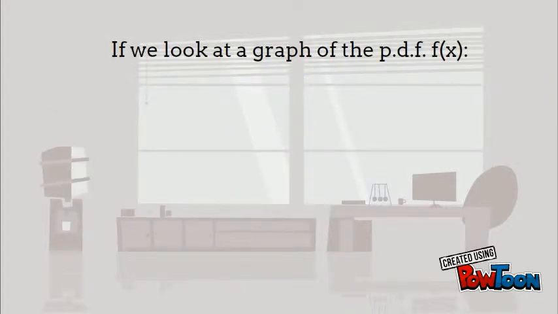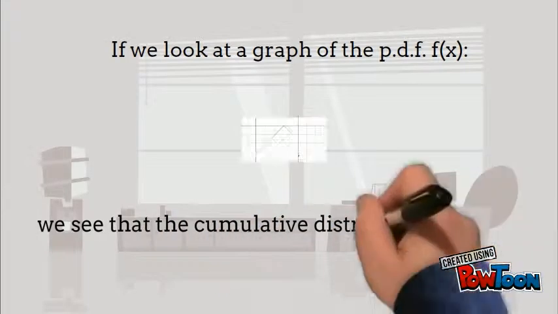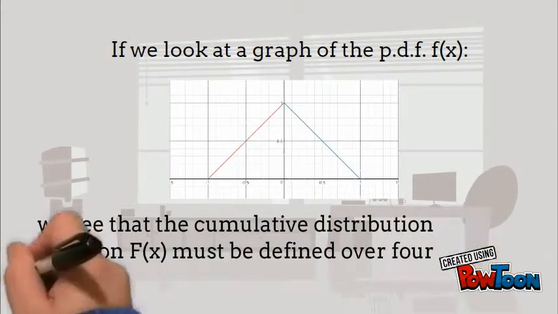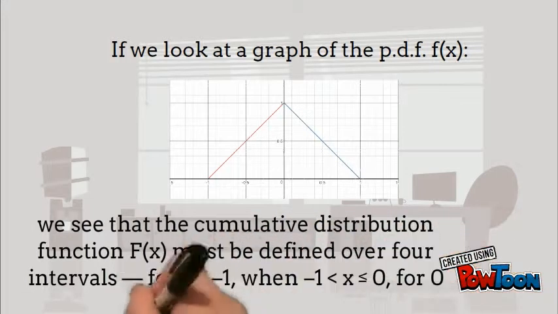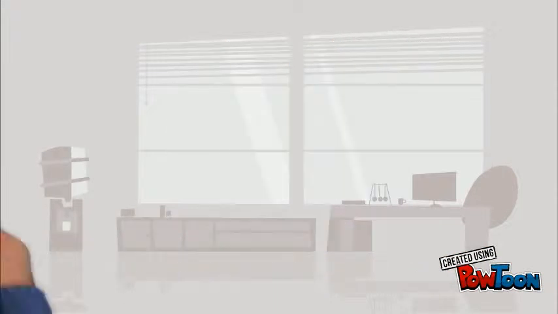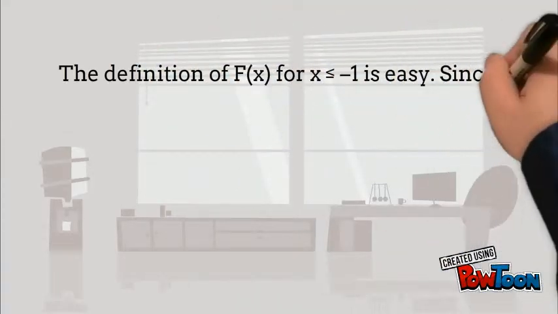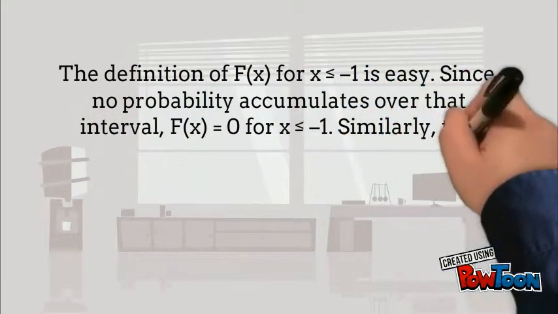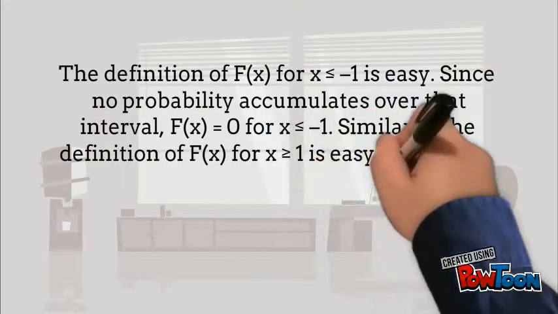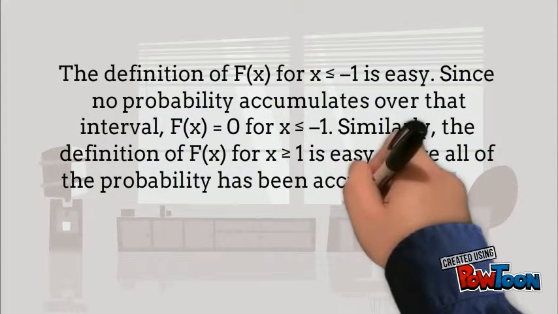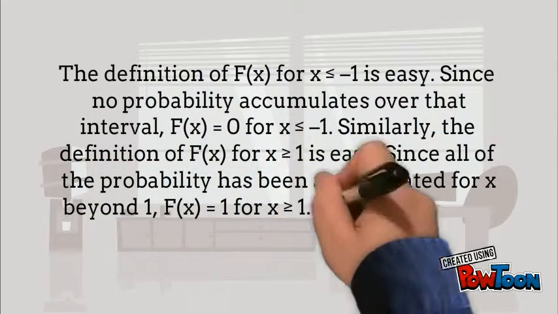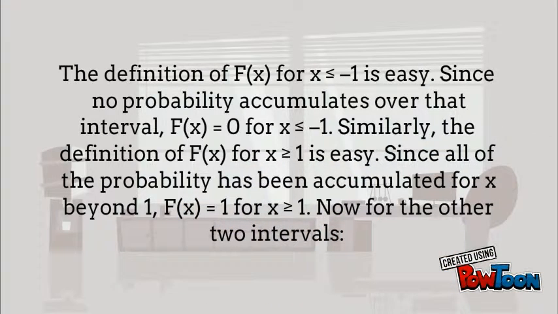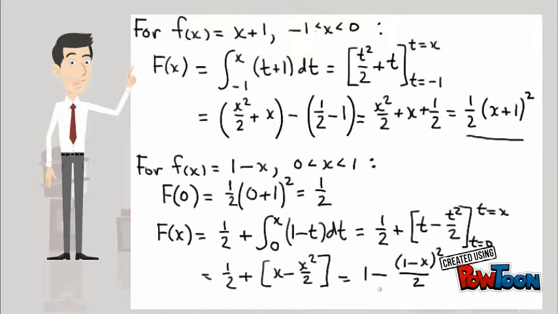First, if we look at the graph, we see that the cumulative distribution function F(x) must be defined over 4 intervals. The definition of F(x) for x below the first interval is easy, since no probability accumulates over that interval: F(x) equals 0. Similarly, the definition of F(x) beyond 1 is easy, since all of the probability has been accumulated: F(x) equals 1. For the other 2 intervals, we realize the next 2 integrals.